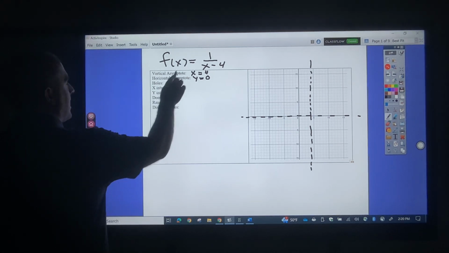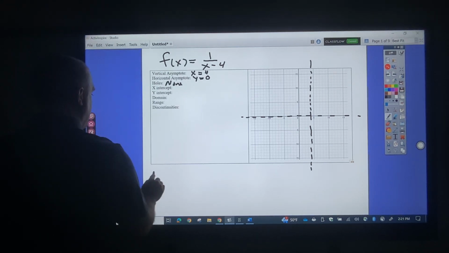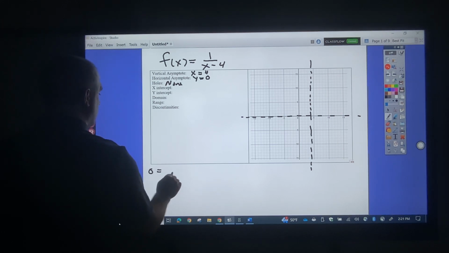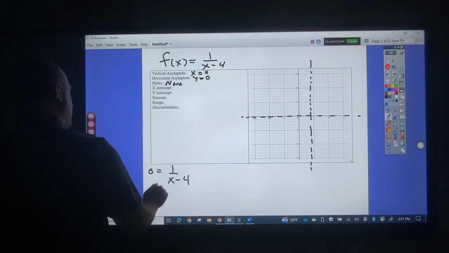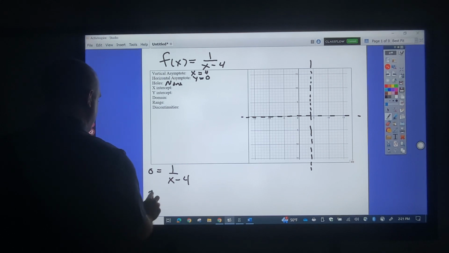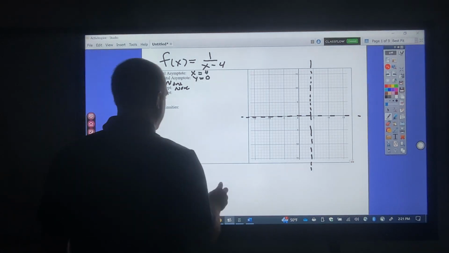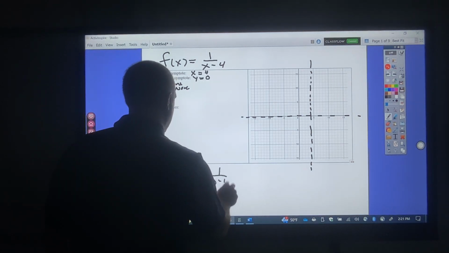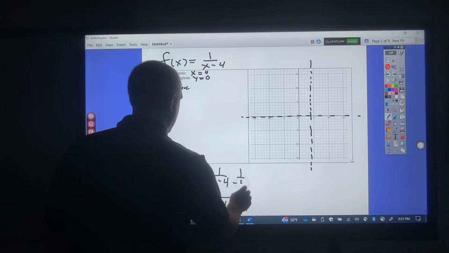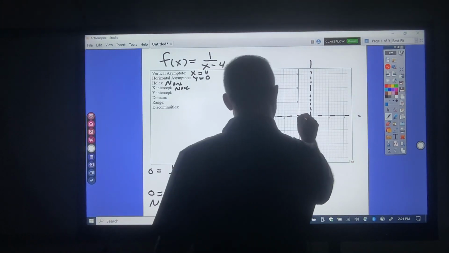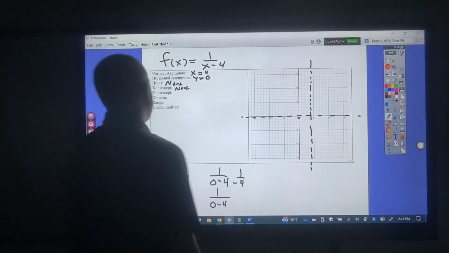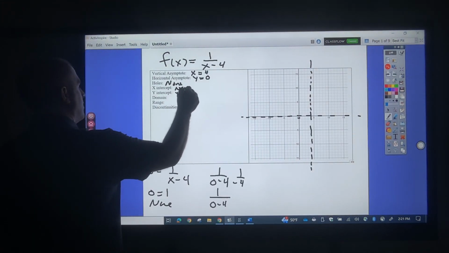Okay, x-intercepts. So the idea is I got 0 equals 1 over x minus 4. If I cross multiply that, that would be 0 equals 1, which means I don't have any. Okay, y-intercept, I'm going to substitute 0 for x. So that's 0 minus 4, which is 1 over negative 4, which is negative 1/4. So y equals negative 1/4.